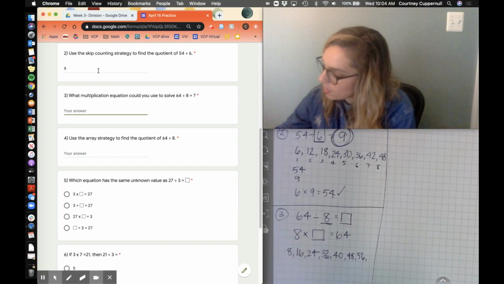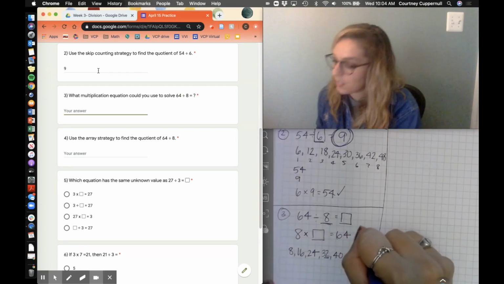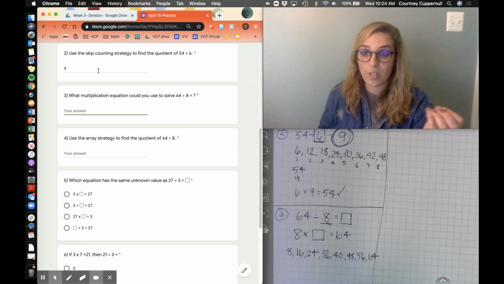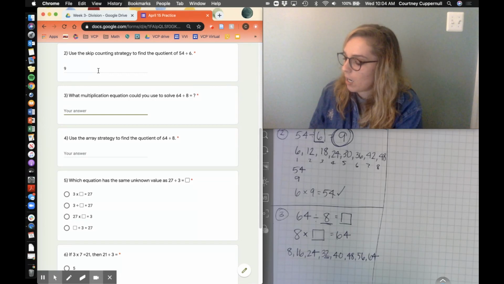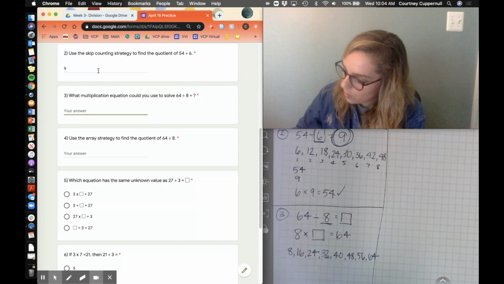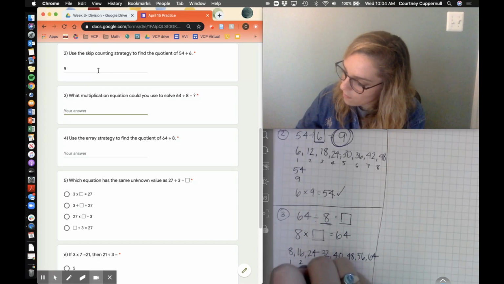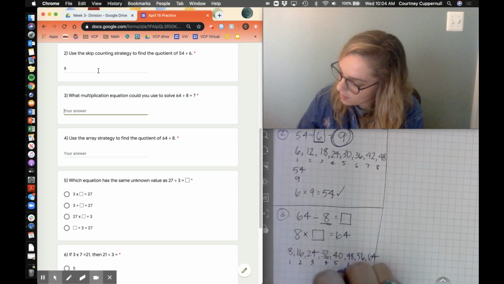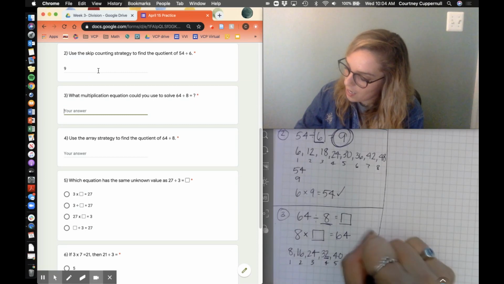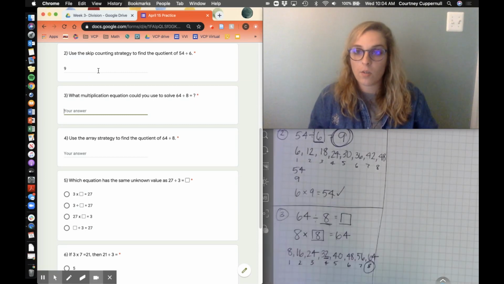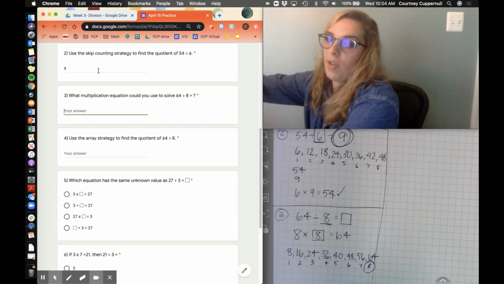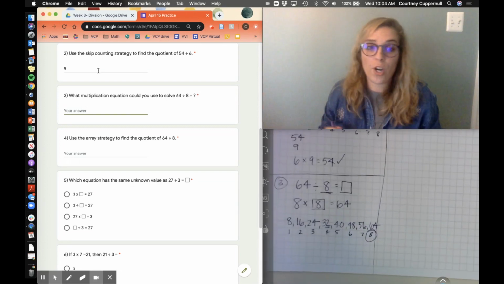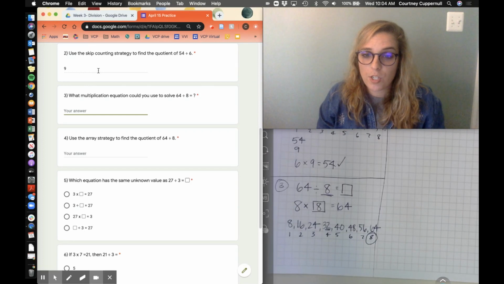So I have my 8 fingers up. I landed on 64. I'm going to stop because I know that's what I'm trying to get to. That's the product I'm trying to arrive at by using this multiplication strategy. Let's count how many times I skip counted by 8. 1, 2, 3, 4, 5, 6, 7, 8. So apparently 8 groups of 8 equals 64. If you don't believe me, let's quick and fast double check our work.